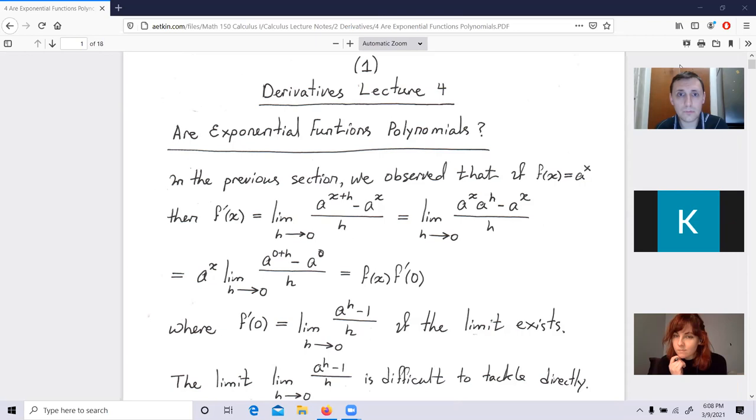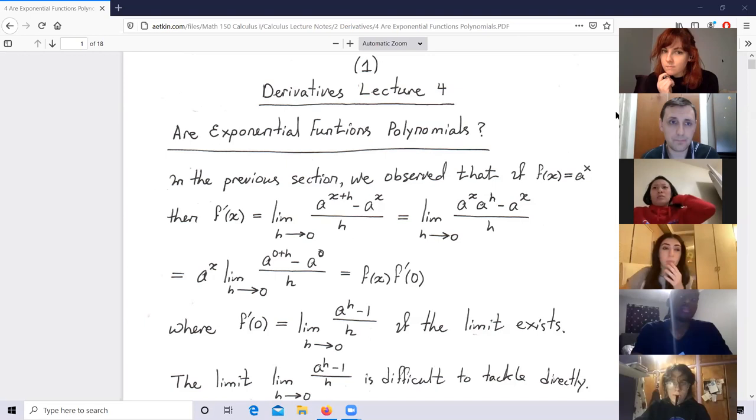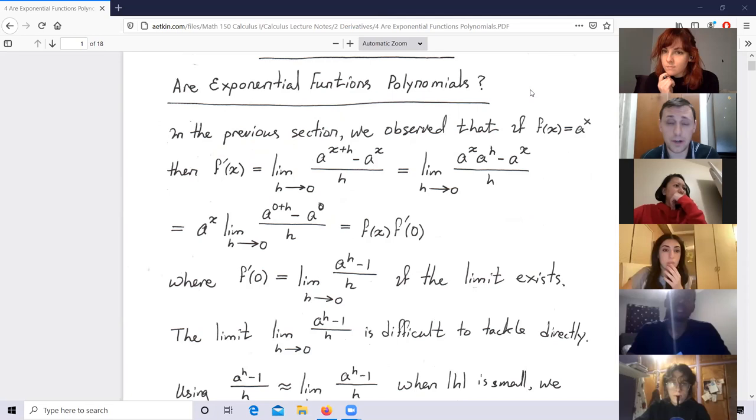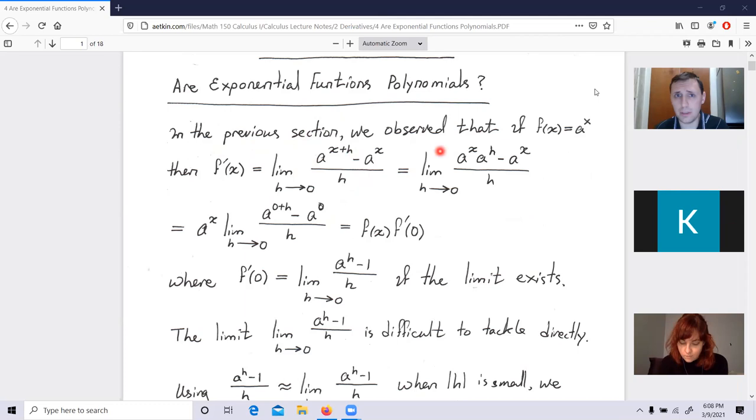Let's review what we have talked about last time. So we began taking the derivative of exponential functions. And we observed that there are two definitions. Do you remember the two definitions, guys?